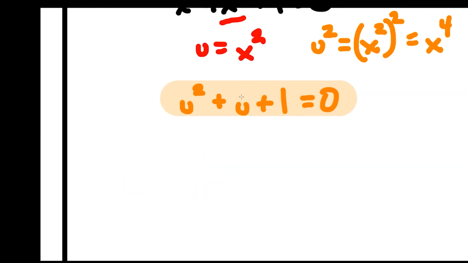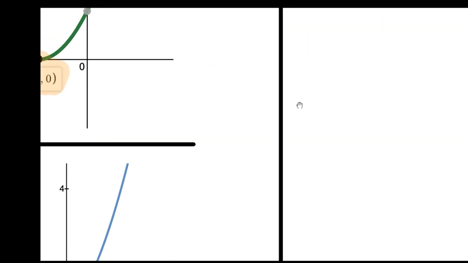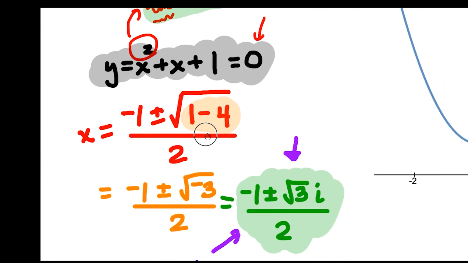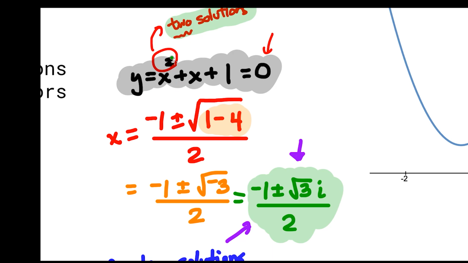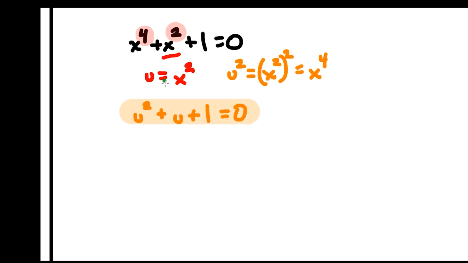So this orange highlighted equation should actually look familiar to you because we actually solved a similar problem, only the u's were x's. If you remember the last problem we did in that middle section, it was y equals x squared plus x plus 1 equals 0. This is just the same exact equation, only with u's instead of x's. So what I'm going to do is use the quadratic formula really quick just to solve for u.